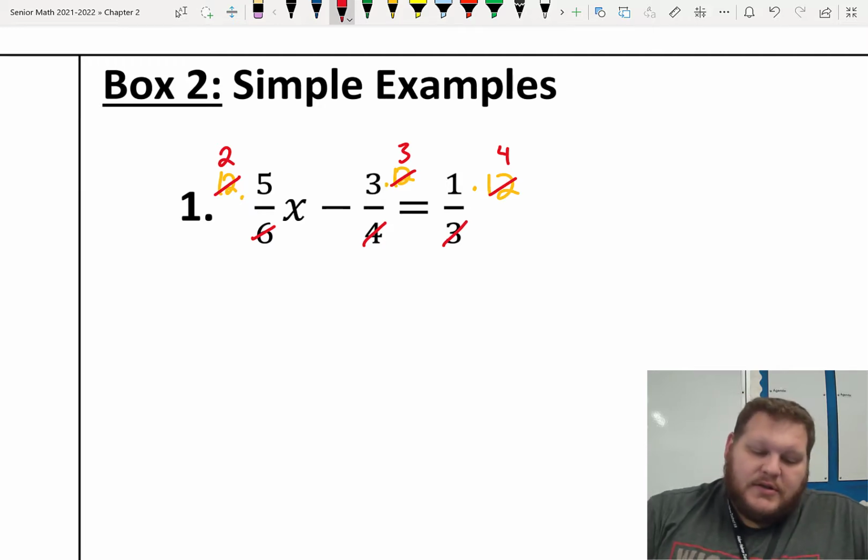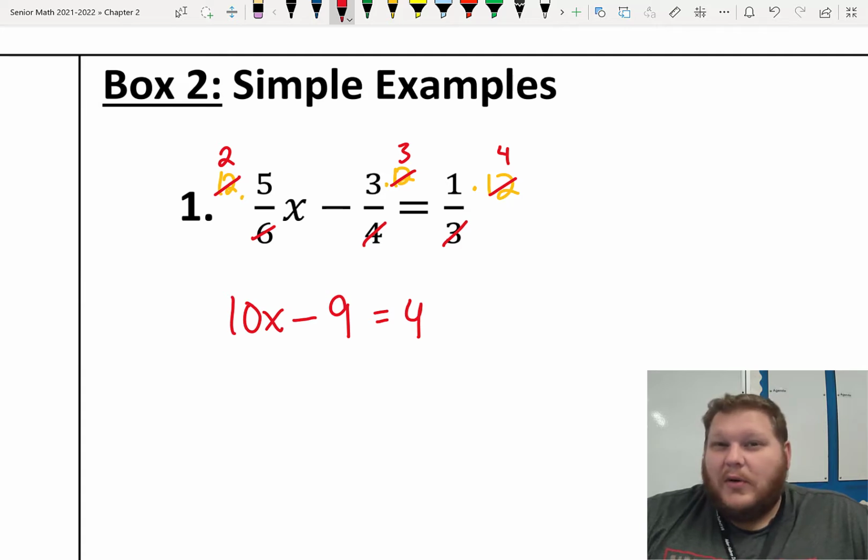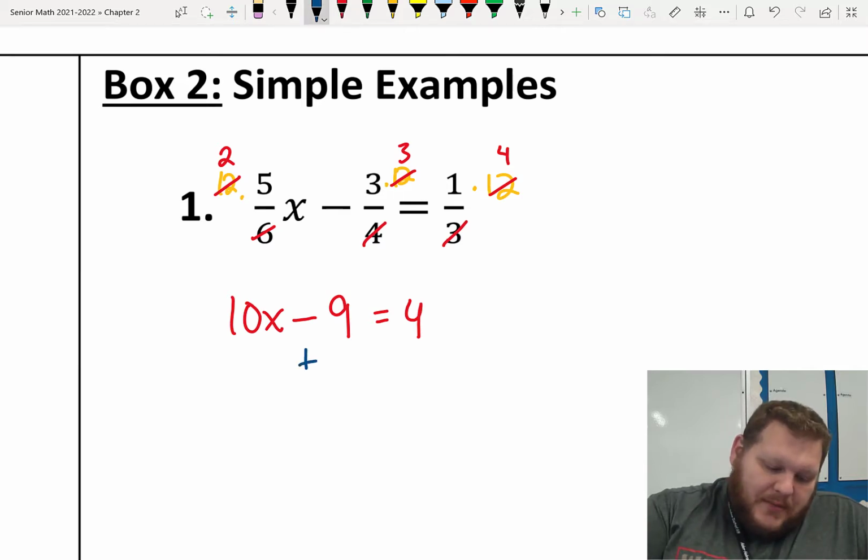What I now have to do is just simplify each of those individual terms. 2 times 5x should be a 10x, still minus. 3 times 3 is 9. 1 times 4 is 4. And that's a whole lot easier of a problem to deal with. 10x minus 9 equals 4. I can do that in my sleep.